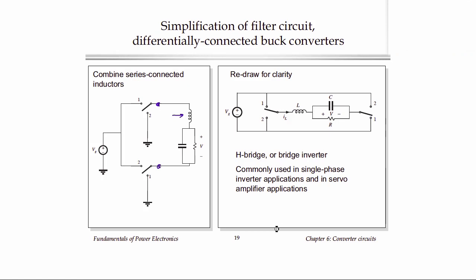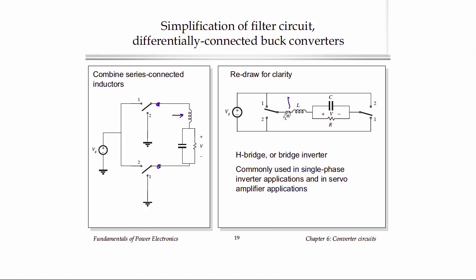It's also used in DC applications, for example in DC motor drives or servo amplifiers in control systems, where we want to drive a DC motor in either direction. So to drive the motor in one direction, we apply a positive voltage that's DC. To drive it in the opposite direction, we apply a negative DC voltage. And so we can do that with a circuit like this as well.